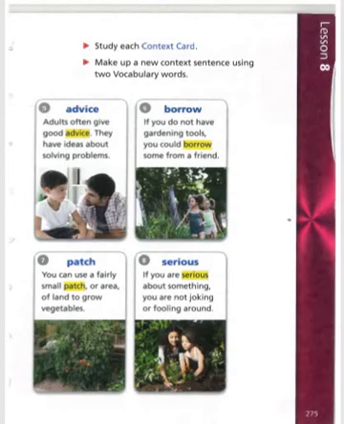Word number 8, and the last word we have, is serious. Serious is an adjective. It means that you're not joking when you're speaking, or you're taking something on an important level. So the example we have here: if you're serious about something, you're not joking or fooling around.